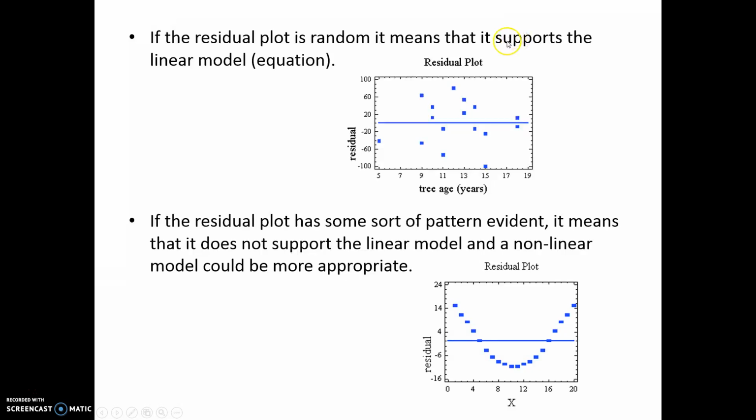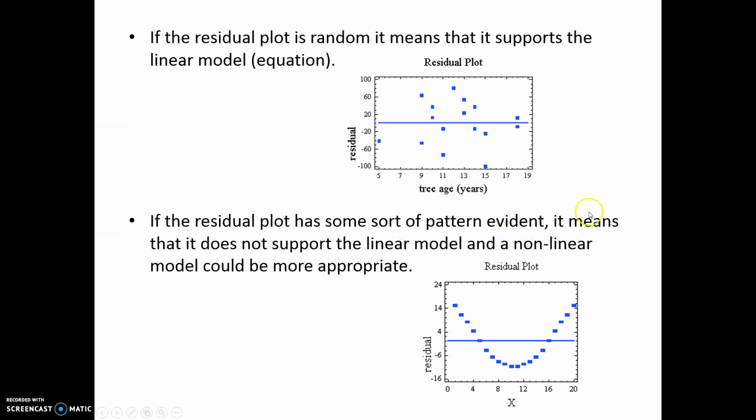But once you have sketched your residual plot, if it looks random, which this one kind of does, that means it supports the linear model equation, so the equation that we came up with. But if for some reason when you sketch it you get a curve or a pattern of some kind, it means that that linear model is not going to work, and we need to establish a non-linear model for that set of data.